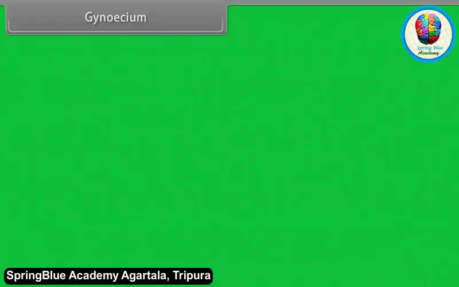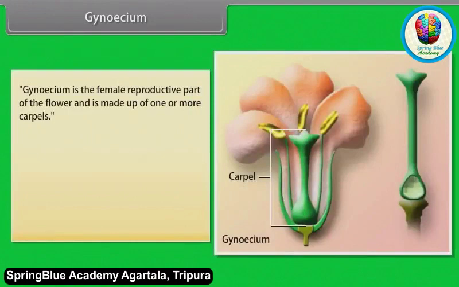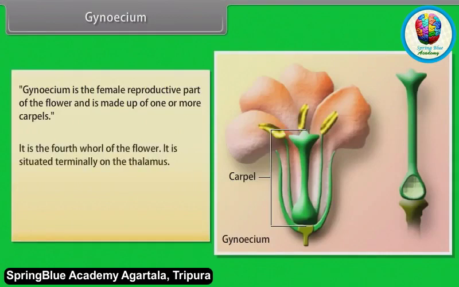Gynoecium. The gynoecium is the female reproductive part of the flower and is made up of one or more carpels. It is the fourth whorl of the flower. It is situated terminally on the thalamus.